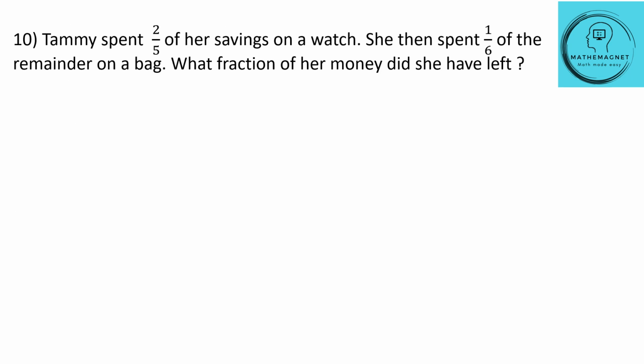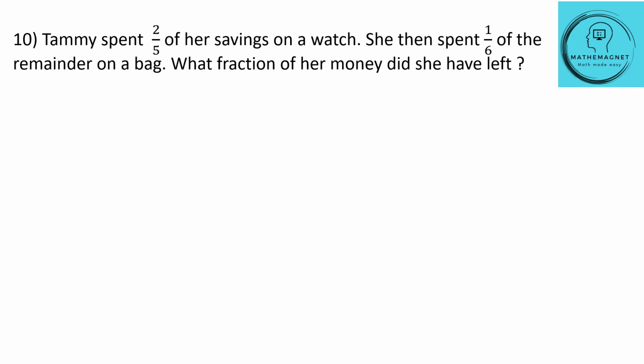Let's look at the next question, question number 10. Tammy spent 2 by 5 of her savings on a watch. She then spent 1 by 6 of the remainder on a bag. What fraction of her money did she have left? So over here, out of some money that she had, she spent 2 by 5 of it on a watch, and from the remainder 1 by 6 has been used for a bag. Now we need to find how much money she has left.